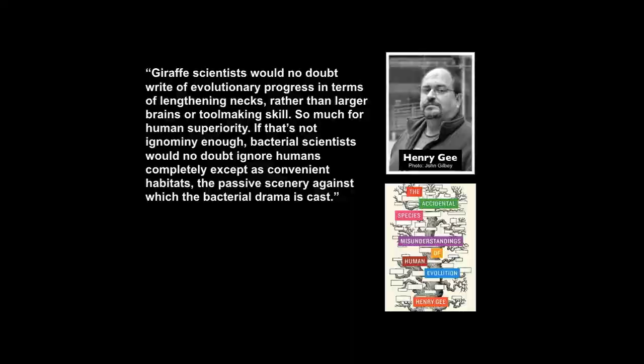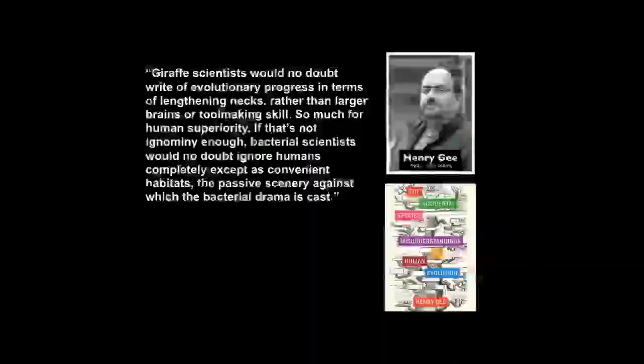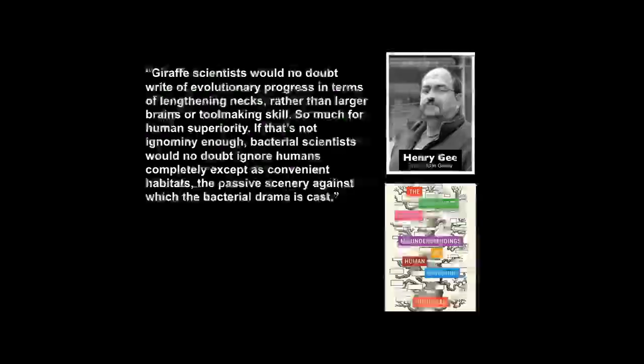I just read you a series of quotes dethroning the idea of human exceptionalism, and I want to read you a really good one by Henry Gee, who wrote a book called The Accidental Species. Henry Gee is very prominent in the scientific establishment. He used to be the editor-in-chief of Nature. That's a really important job. And in his book, he wrote the following.